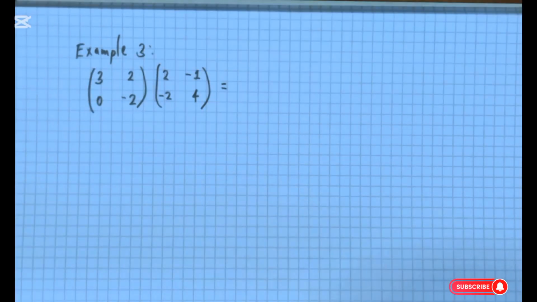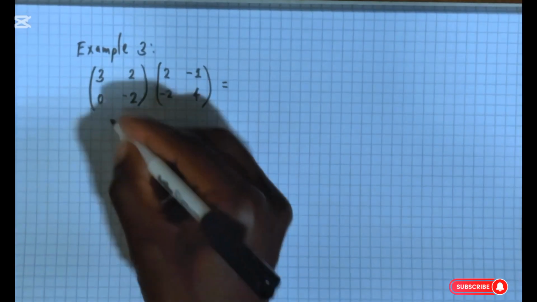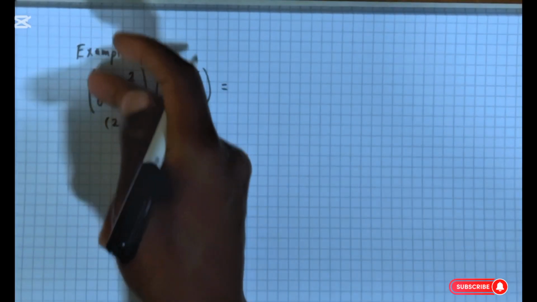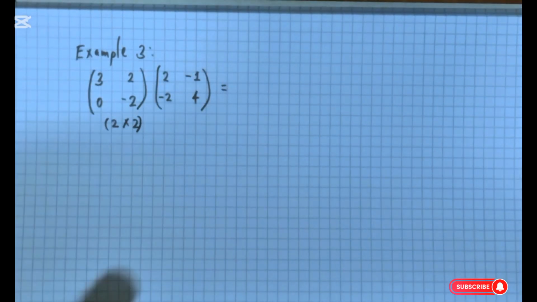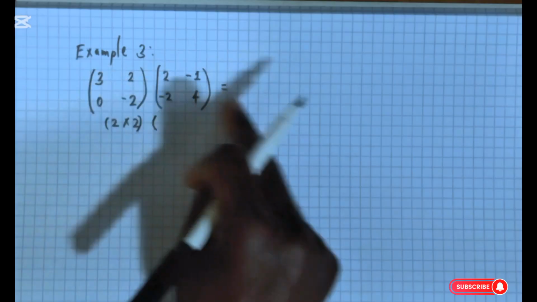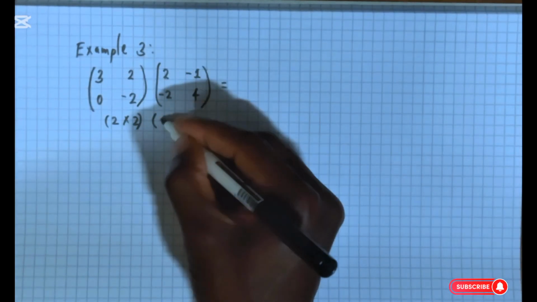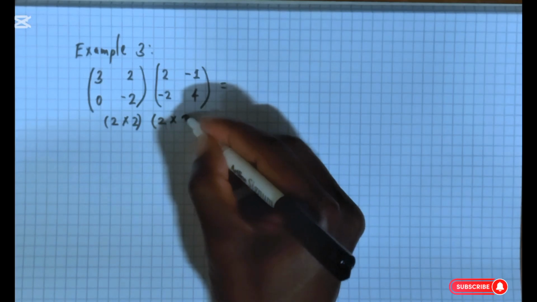All right, so for the last problem, we want to check on compatibility. So what is the order of the first matrix? How many rows are there? We are having 2 rows. How many columns? 1, 2. So it's 2 by 2. That is the order of the first matrix. For the second matrix, we also want to check the number of rows. We're having 1, 2, so 2 rows. And how many columns? 1, 2. We are having 2 columns.